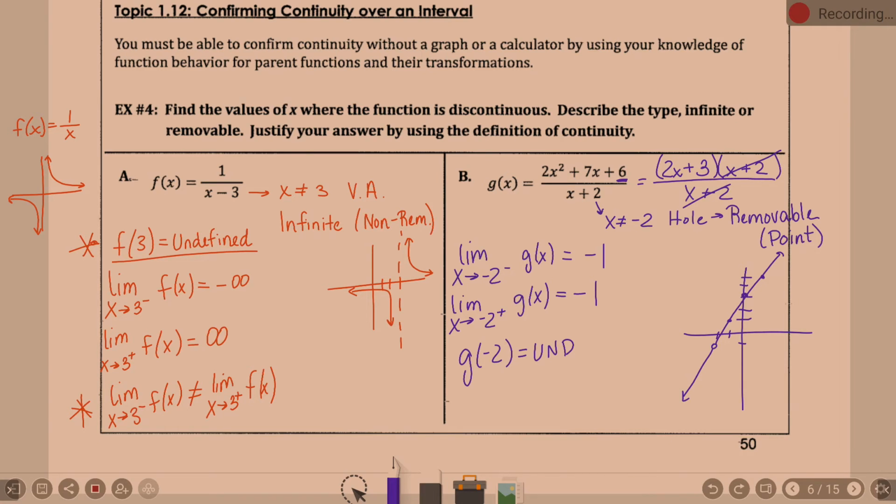So for right there, we could talk about the fact that the limit as x approaches negative 2 of g of x does not equal g of negative 2. We can go back to the statement: there's two things, the limit does not equal the point, and the point is undefined. Those are both reasons that we can say, nope, definitely not continuous.